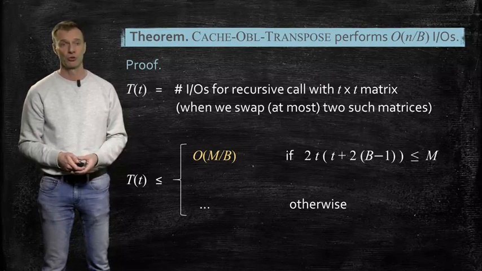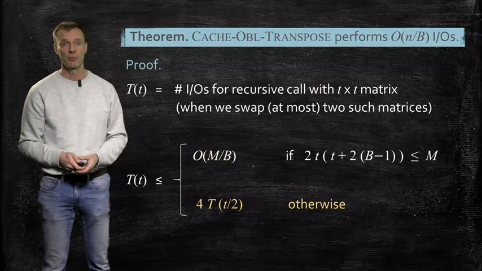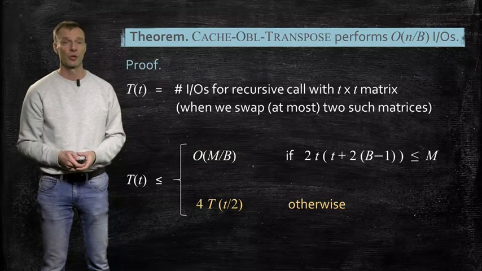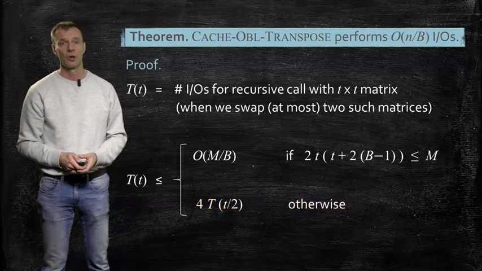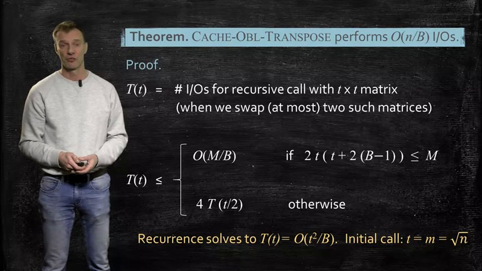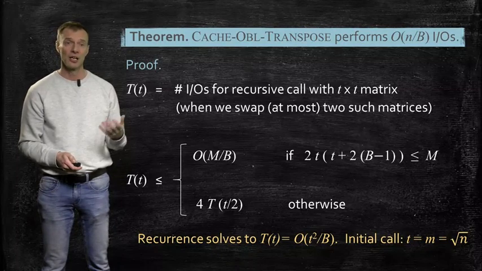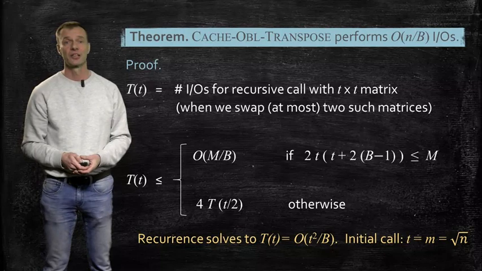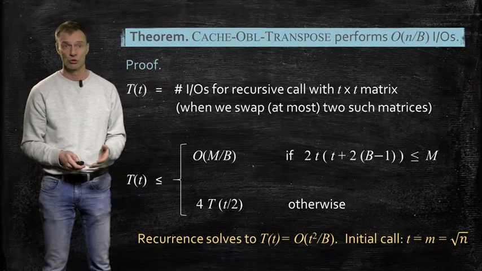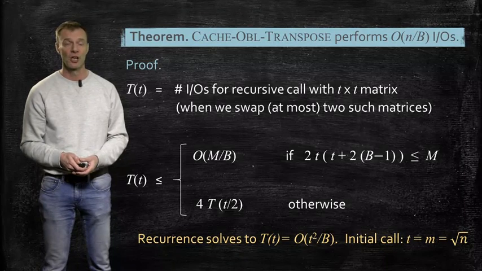Okay, so then the only thing we need to add to this recurrence is what happens before it fits into the internal memory. Well, that's pretty simple. We simply have 4 recursive calls. Okay, so this is the recurrence that we're going to get. And I'm not going to show you how to solve it. I assume that hopefully you know how to solve such recurrences. But the solution that you will get is T of T is N divided by B. Initial call, it's T squared divided by B. Initial call T is M, so T squared is N. So indeed we get the N divided by B that I promised you.